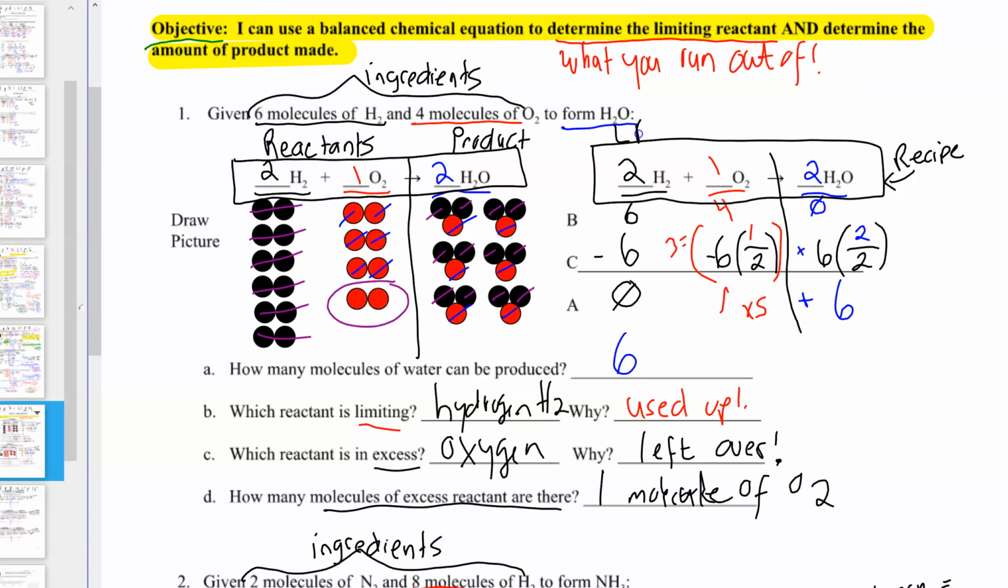So we're going to label this on top, LR. This is my limiting reactant. And oxygen was my excess.